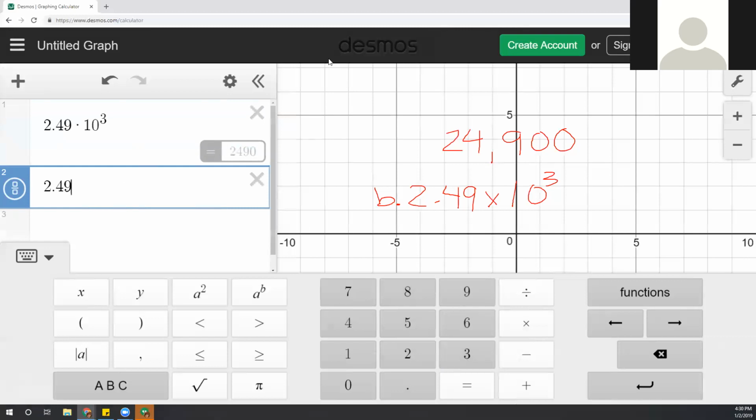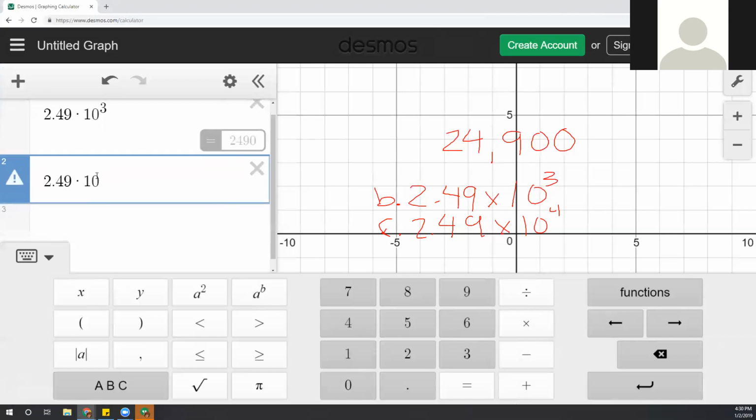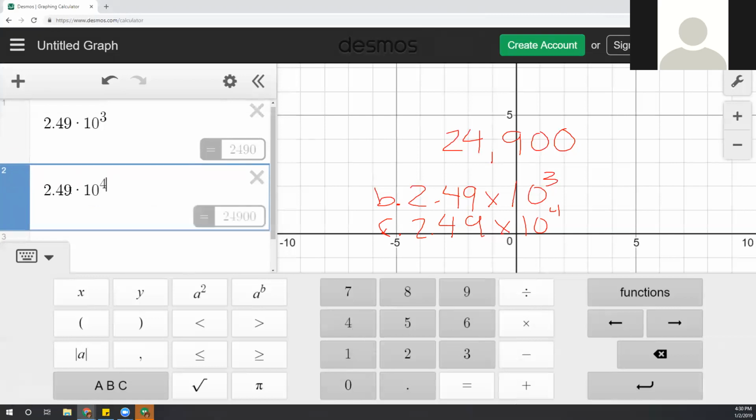I'll write it out just so we can see it on the same page. Times 10 to the fourth. So now we go through and type that in. 2.49 times, we hit the X for the times, 10, and then we use the AB button again. You have to use that AB button to get any other exponent besides a 2. So 2.49 times 10 to the 4th.